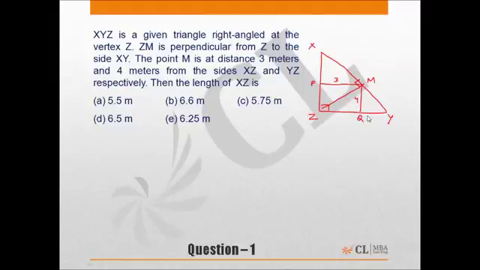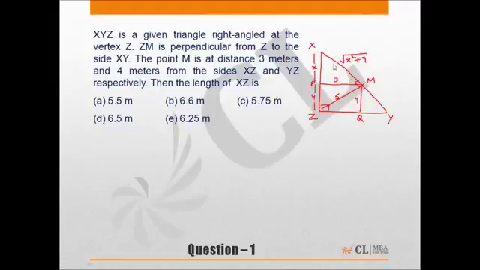Then the length of XZ. If this is 4, this is also 4. If this is 3, this is 4. The hypotenuse will be 5. The Pythagorean triplet 3, 4, 5. If we take this distance to be x, then with x and 3, this will be the square root of x square plus 9.